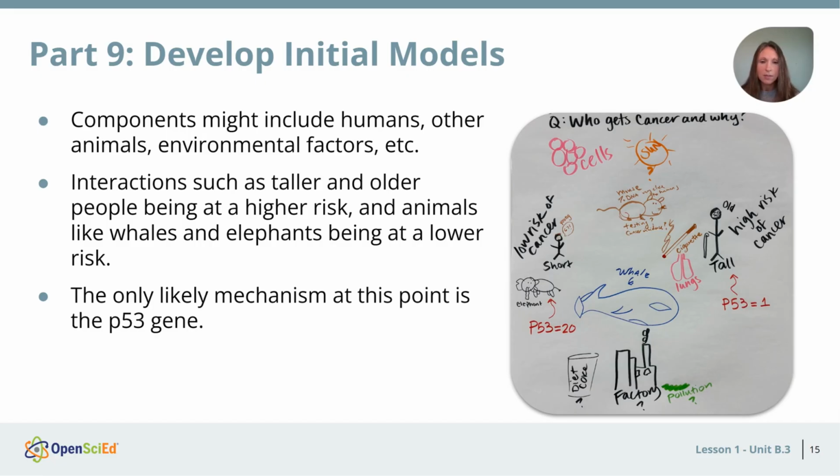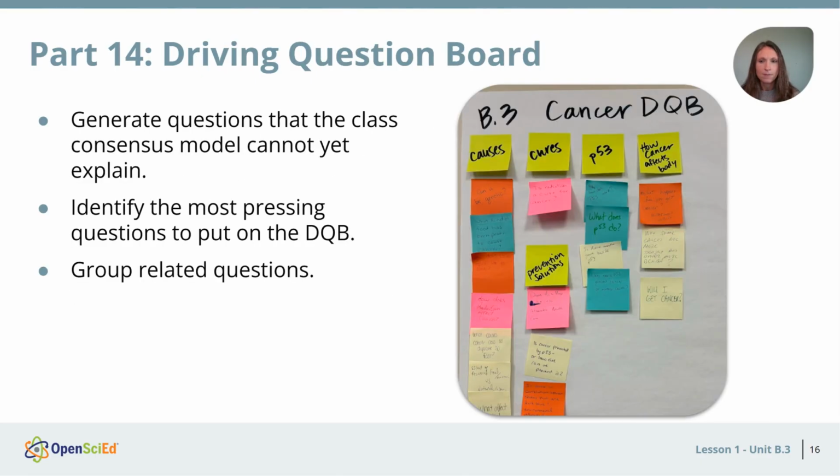If there are a lot of similarities between the small group models, then you might want to consider simply discussing the similarities and differences between them and then choosing one as the class consensus model instead of creating a class consensus model from scratch. Towards the end of the lesson, we create the driving question board with the questions we need to investigate and answer to help us explain who gets cancer and why.